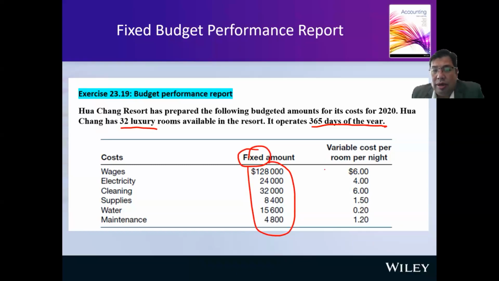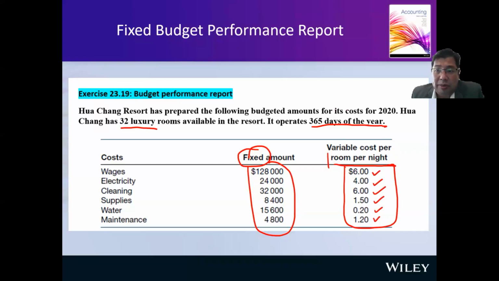When you have customers, you have to incur this cost per room. This is per room, per night. There is $6 wages, electricity $4, cleaning $6, supplies $1.50, water 20 cents, and maintenance $1.20. So this is the cost per unit per night.